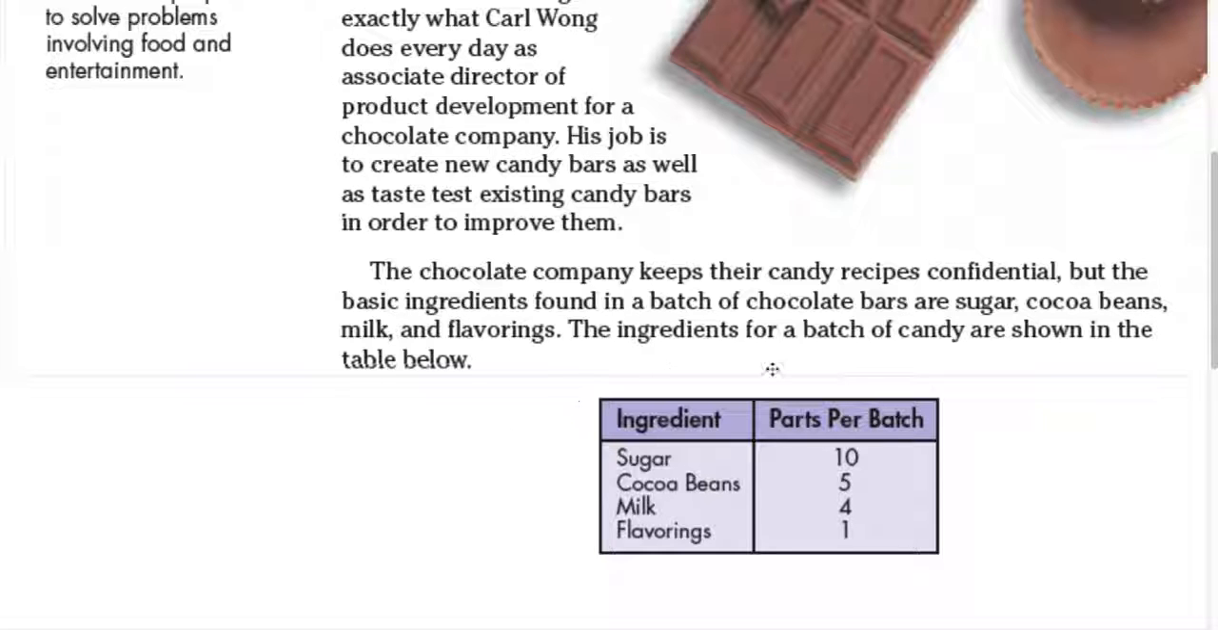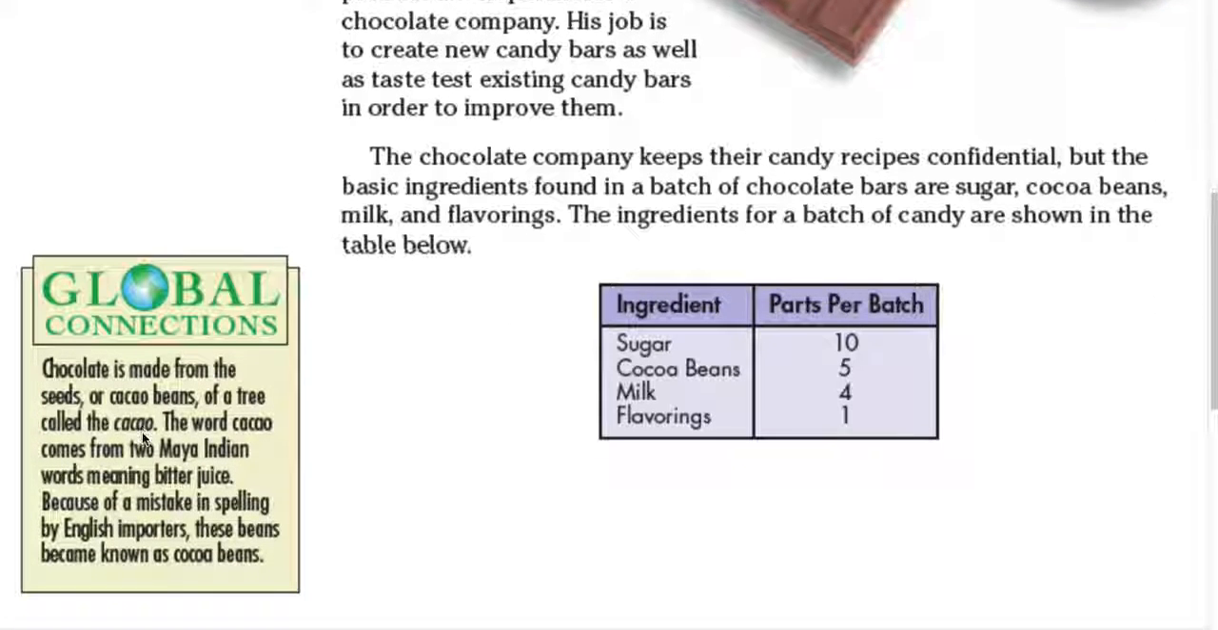By the way, there's a little tidbit about cocoa beans. If you notice, cocoa beans is also called cacao. Basically, chocolate is made from seeds or cacao beans of a tree called cacao. The word cacao comes from two Maya Indian words meaning bitter juice. Because of a mistake in spelling by English importers, these beans became known as cocoa beans. So basically, cacao and cocoa are the same thing. They just don't know how to spell.